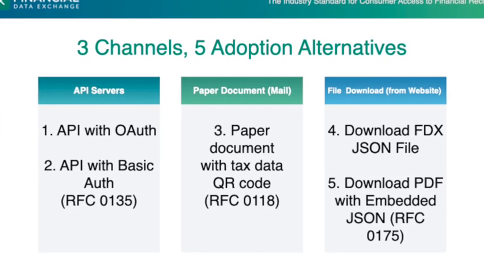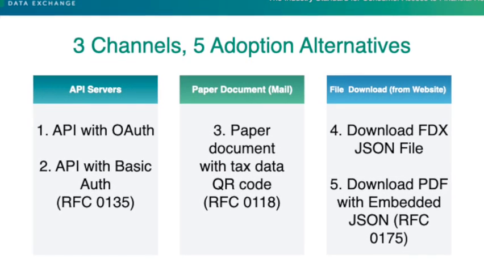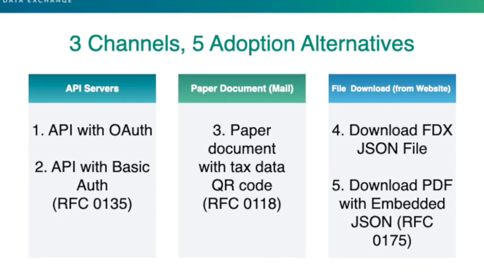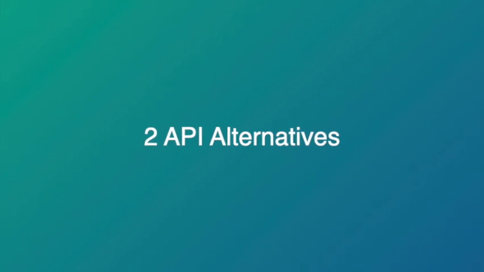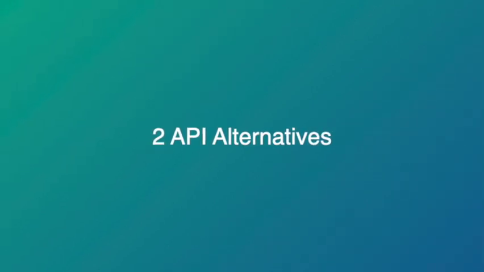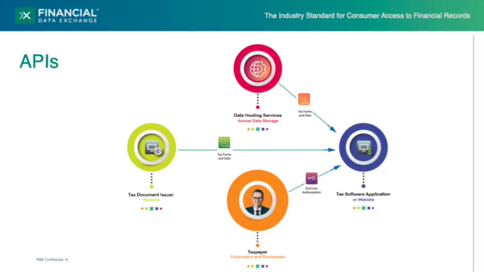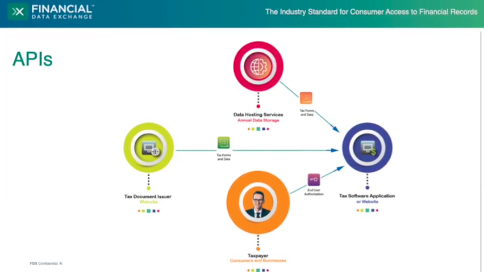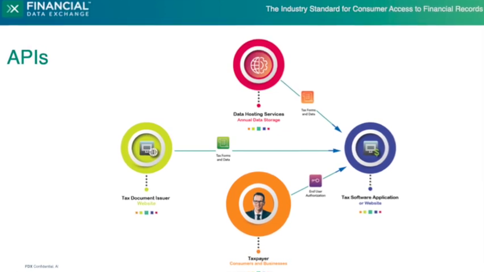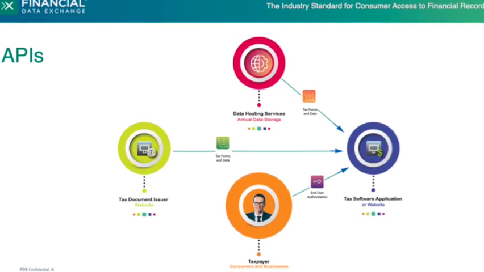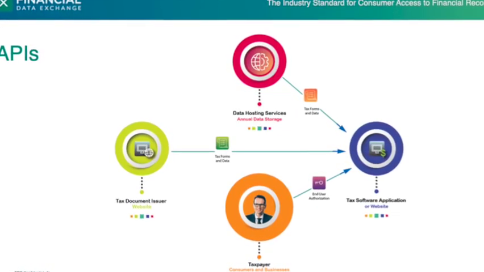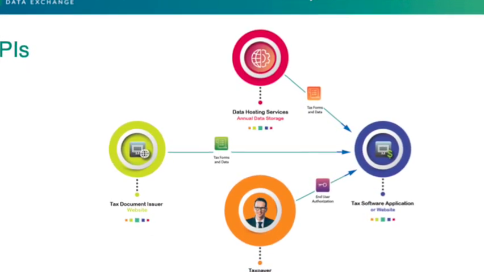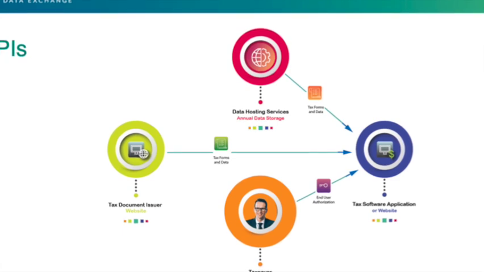There is one FDX tax paper tax document implementation, and there are 2 FDX tax file download possibilities. First, the 2 API implementation possibilities. This diagram depicts the idea that a taxpayer can authorize tax software to retrieve tax document data from a data provider. The data provider may be the tax document issuer, or the tax document issuer may outsource the hosting of tax data to a trusted service that has an API relationship with the tax software application.